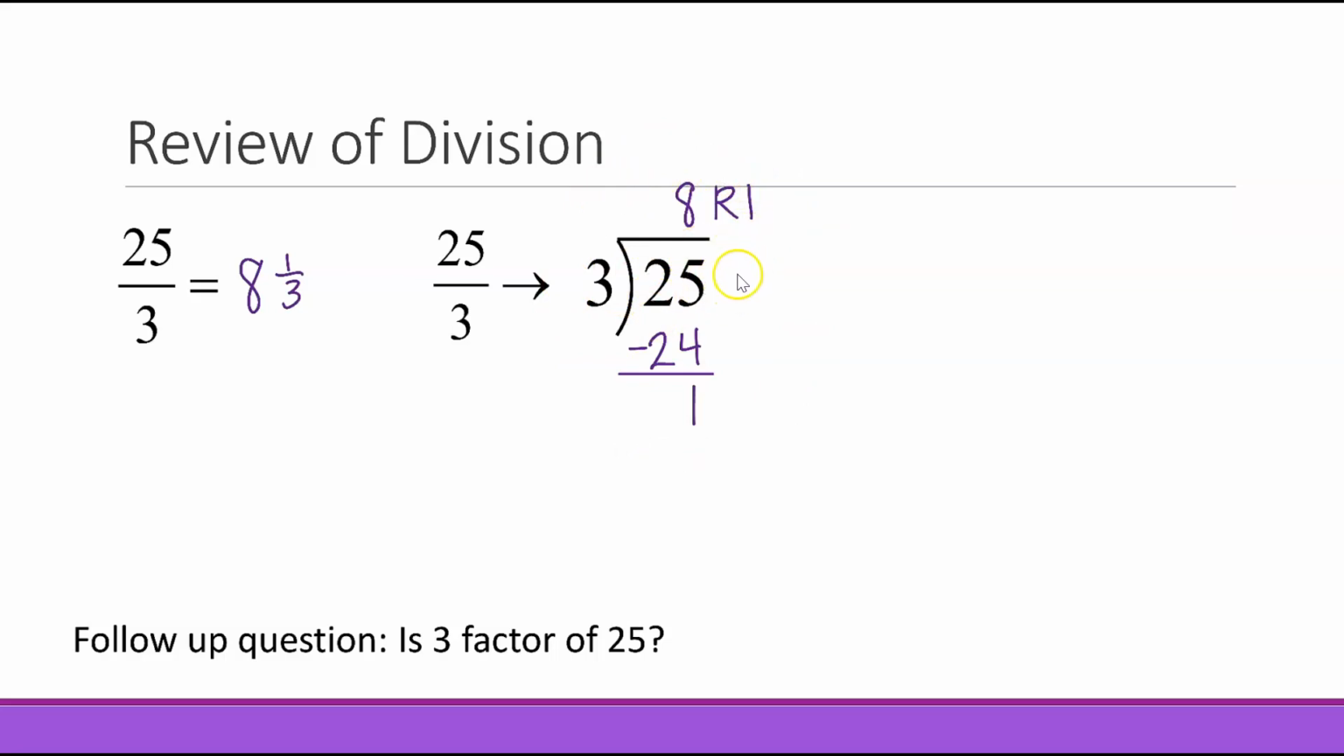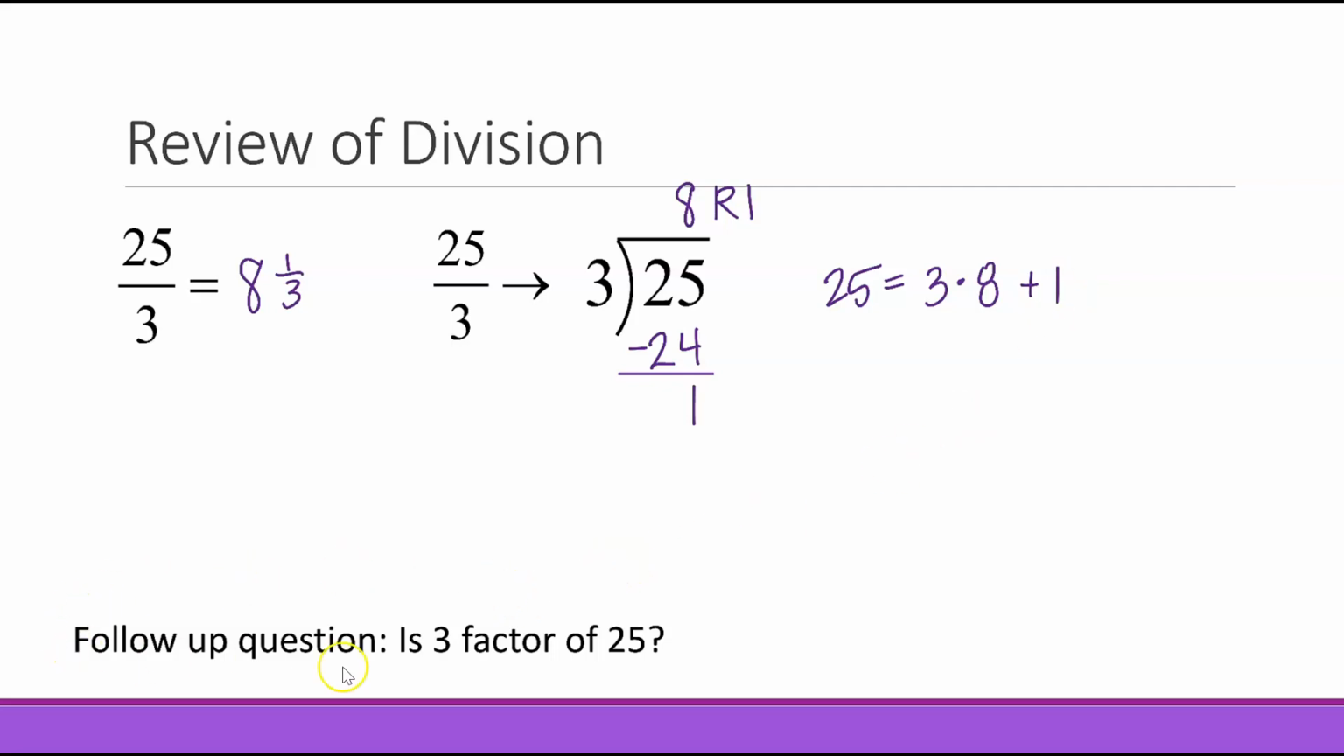What I also want to do is rewrite this information in a different way. In performing this division, here's what we can say about the number 25. We can say that the number 25 is equal to the product of 3 times 8, but it's not a perfect product, as in there is a number left over. So 3 times 8 plus 1. I can rewrite the number 25 as 3 times 8, but plus 1.